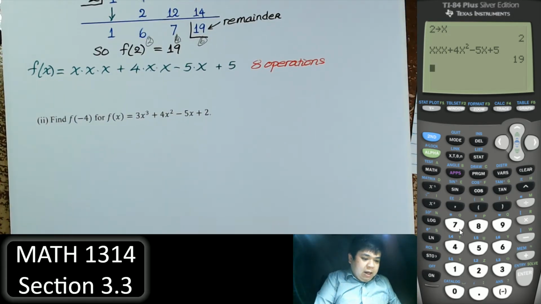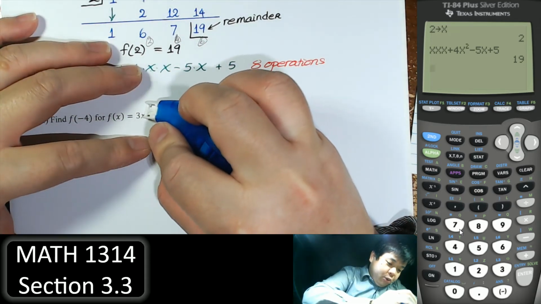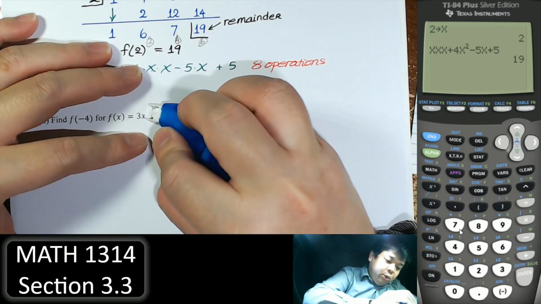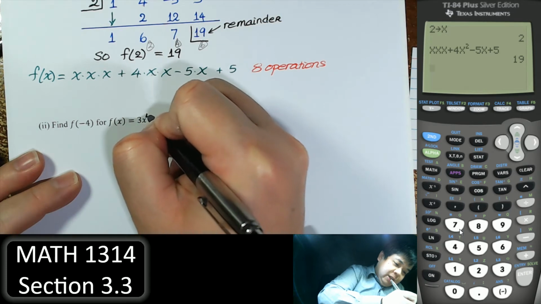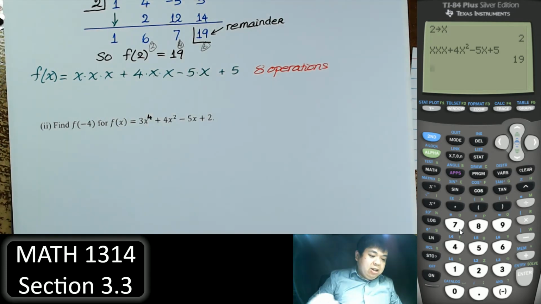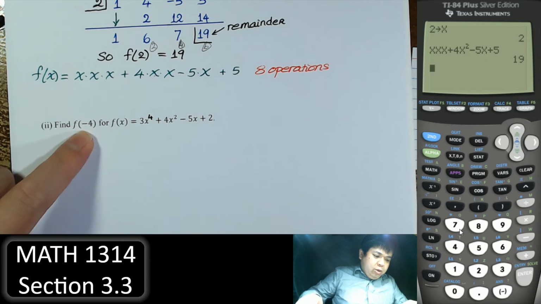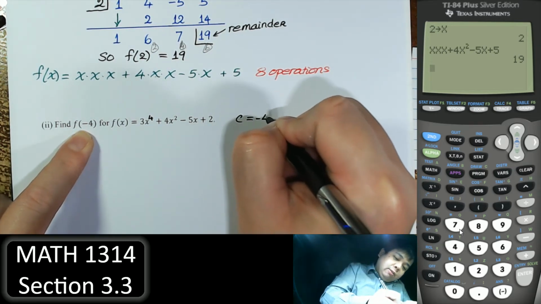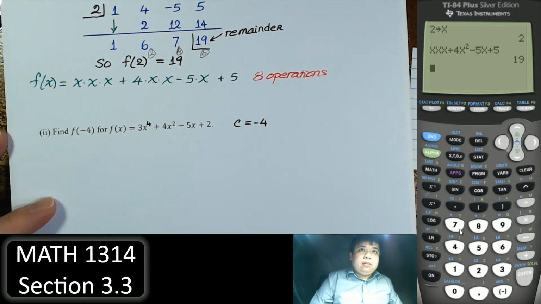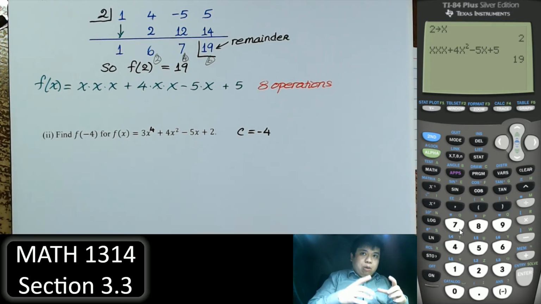Right. Next we have this example. Find f of negative 4. Well, what I do is I will change this to x to the 4th, just so we cover more scenarios when using synthetic division. Right. Now for this one, f of negative 4, so c is equal to negative 4. Whatever the number inside the parentheses, when we substitute for x, that will be c.